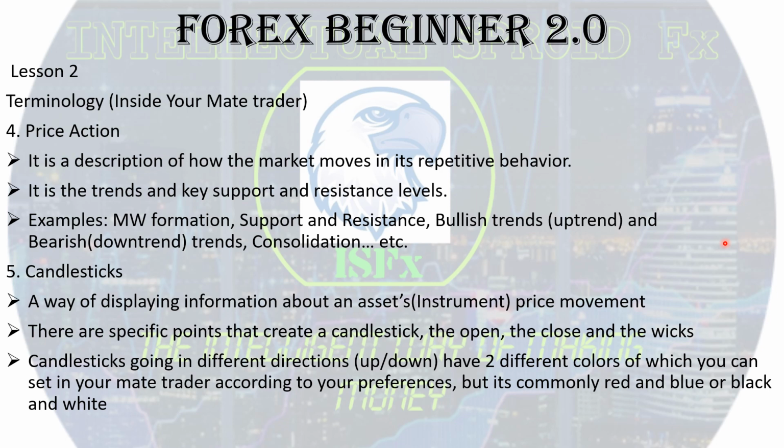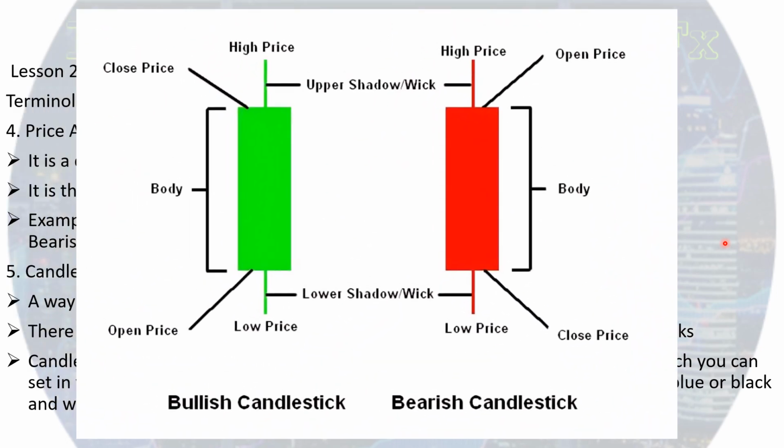So candlesticks are going in different directions. You have your up and down candlesticks, and they have two different colors, which you can set, of course, in your MetaTrader according to your preferences. I like my red and green. Essentially, the red means down and the green means up, which are the ones that are commonly used. But most of the time, you can find your black and white, which you will find mostly in your MT4, MetaTrader number 4.